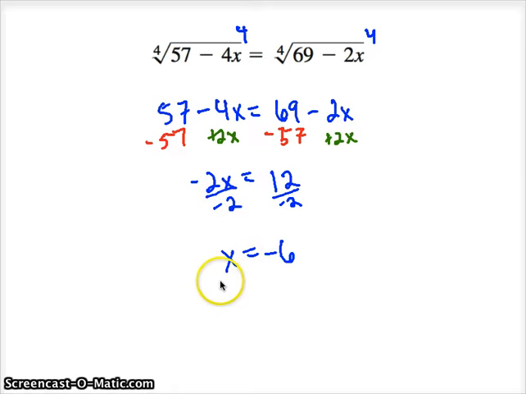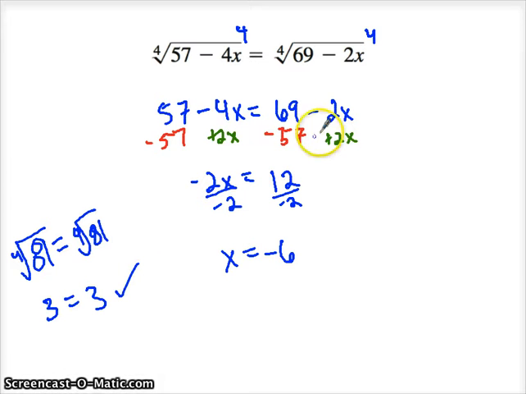Now again, you should check your answers there. Because they're both 4th roots, all that really matters is that the radicand, the number underneath, comes up equal. So negative 6 times negative 4 would have been 24. 57 plus 24, negative negative, becomes an 81. So I've got the 4th root of 81 over there at the left, which by the way is just 3. And then on the right, 69 minus 2 times x, so 69 minus 2 times negative 6 becomes 69 plus 12, also 81. And again, 4th root of 81 equals the 4th root of 81. 3 equals 3. My answer checks.